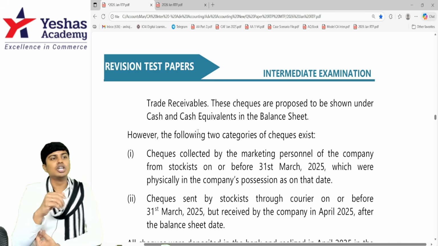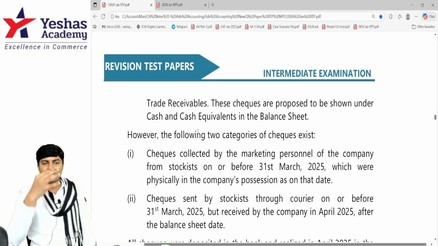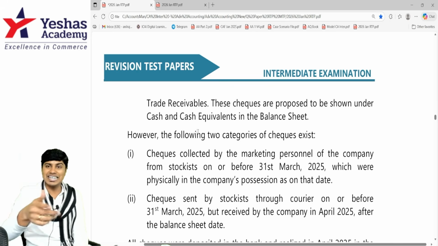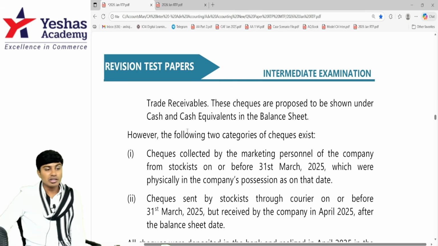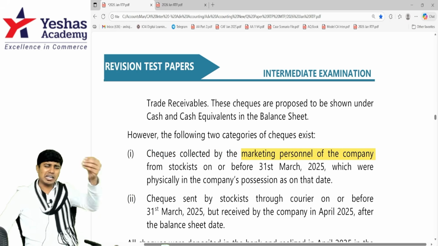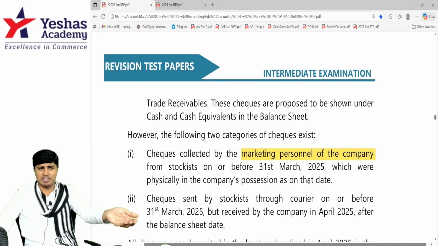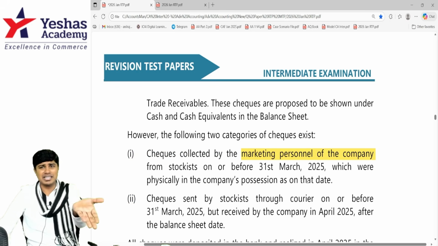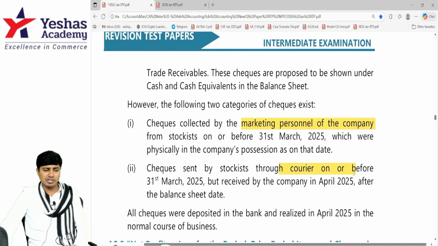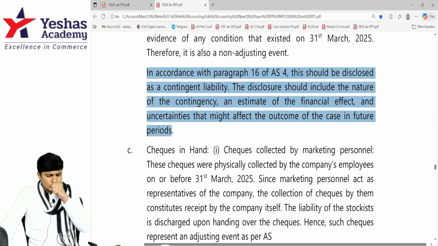For Zenith Industries, to record the cheque as their asset, they should have received the cheque directly before 31st March, or their agent or employee should have received it before that. They've given that. However, the following two categories of cheques exist. Cheques collected by marketing personnel of the company: if marketing personnel of the company has collected the cheque before 31st March, it is as good as the company has collected the cheque before 31st March. Second one, the cheque is sent by courier. This is a very outdated question, but they've reconsidered it and issued it in our RTP.